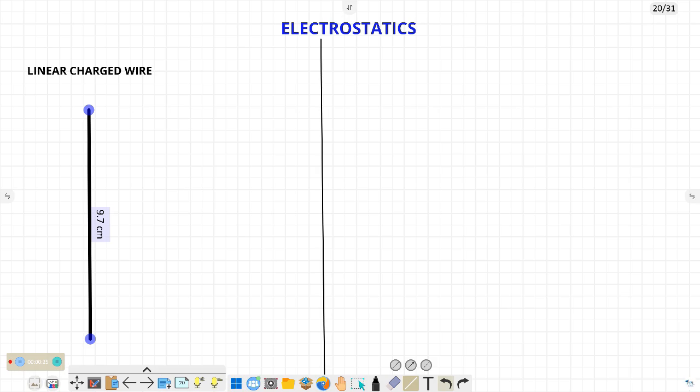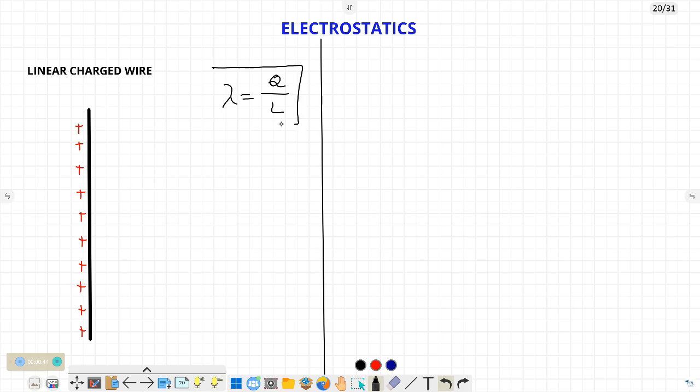It carries charge, and the charge is distributed linearly. So this is a linear charge distributed wire. Here the charge distribution is a linear charge distribution, that is lambda. You know that if the total charge of the wire is Q and the total length of the wire is L, then lambda is equal to Q by L. That is, the total charge on the wire is equal to lambda into L.